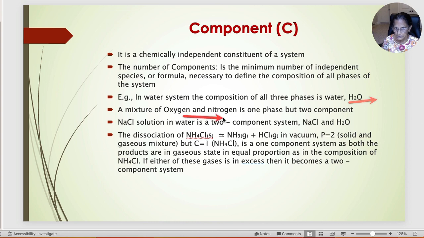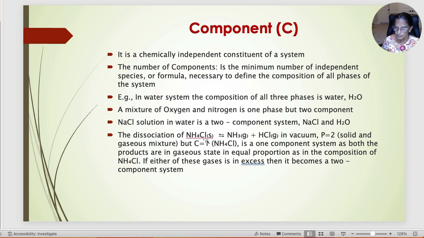A mixture of oxygen and nitrogen is a homogeneous mixture. Phase is only 1 but components are 2 because there are two chemical formulae, oxygen and nitrogen. NaCl solution in water is a two component system. We need two formulae, NaCl and water, to describe the phases in this system.